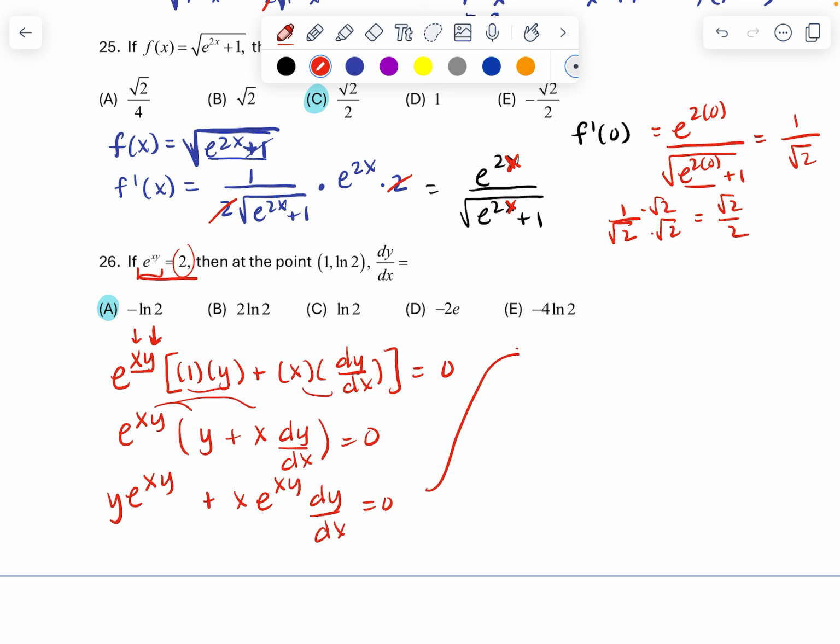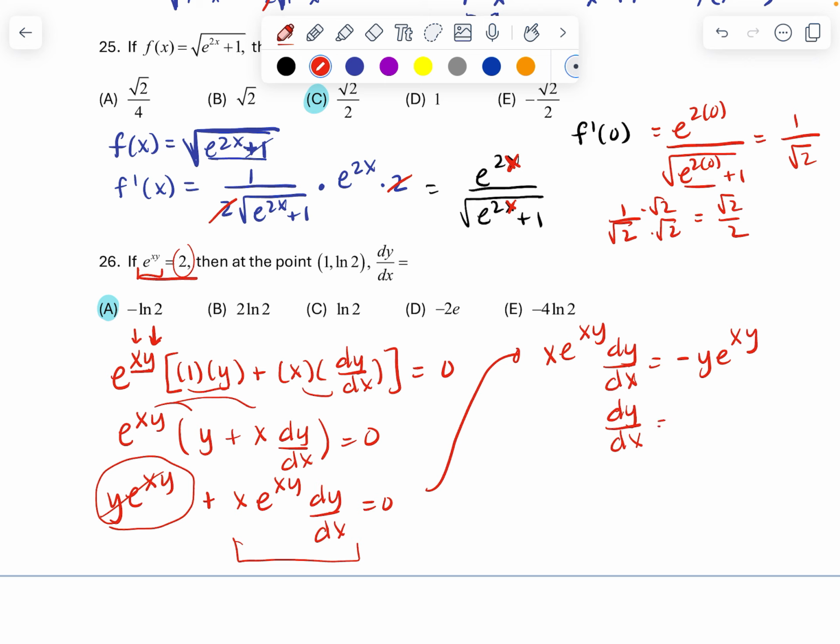Okay, notice I want my dy/dx's to stay, so all of this I'm going to keep on that side. So I have x e to the xy dy/dx, and that equals, I want to move this guy to the other side, so it's going to be negative on the right, negative y e to the xy. That's gone. Okay, now to solve for dy/dx, I'm going to divide. So it's going to be negative y e to the xy all over x e to the xy. That's kind of nice. So dy/dx is just negative y over x.